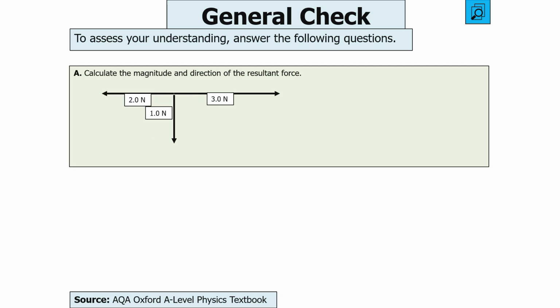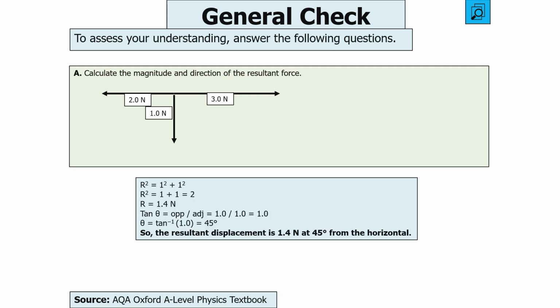Calculate the magnitude and the direction of the following resultant force. So the first thing we know is that overall in the horizontal, the force is 1 Newton. So therefore r squared is equal to 1 squared plus 1 squared. So r squared is equal to 2. So r is equal to 1.4 newtons. Tan theta is opposite over adjacent, which is 1 over 1. So theta is equal to 45 degrees. So our resultant displacement is 1.4 newtons at an angle of 45 degrees from the horizontal.